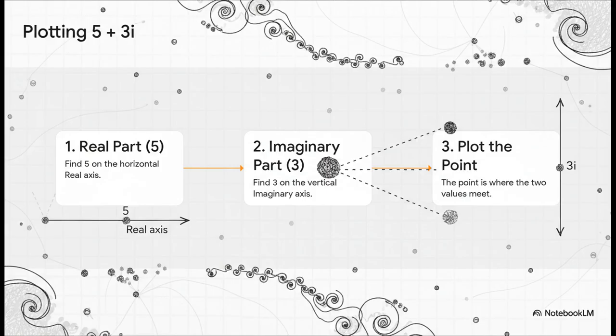Okay, let's just make sure that's locked in. To plot any complex number, say 5 plus 3i, you just find the real part horizontally, find the imaginary part vertically, and you mark the spot where they cross. Simple. And here's the key thing to remember. Every single pixel you see in that final crazy image has its own unique address on this canvas.